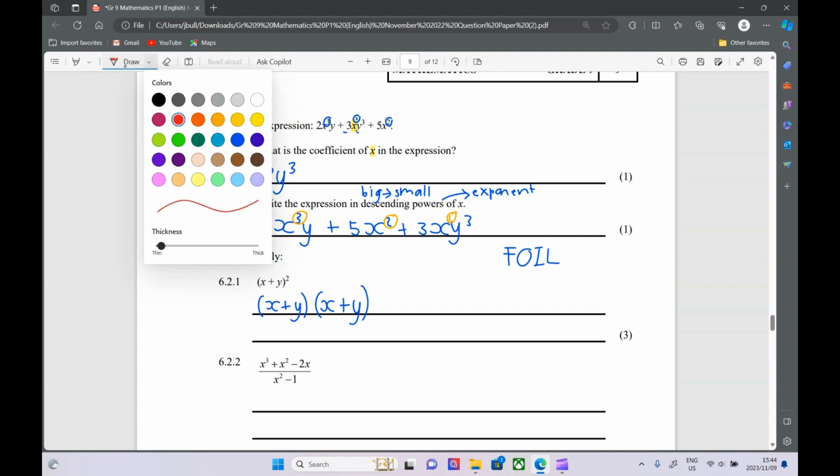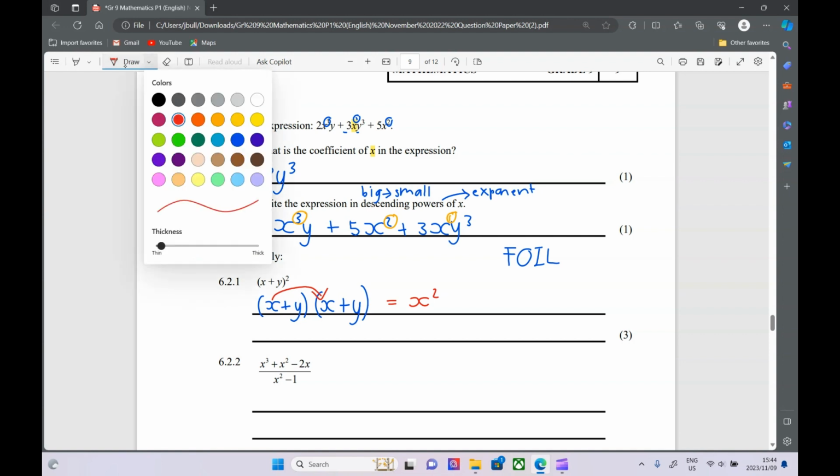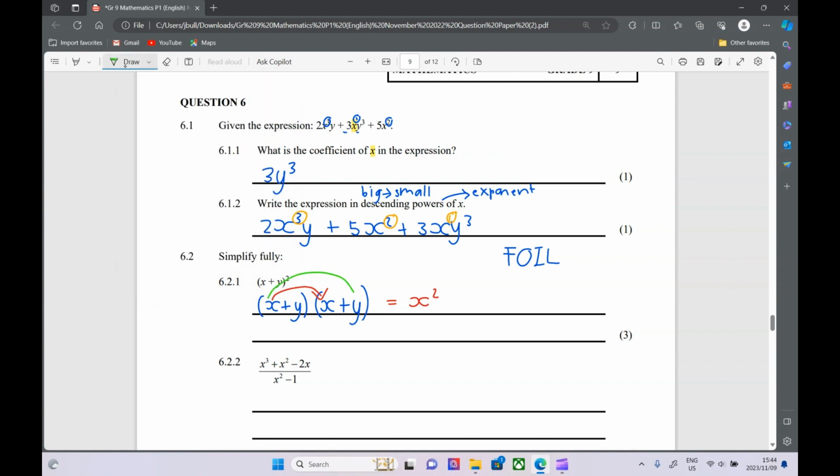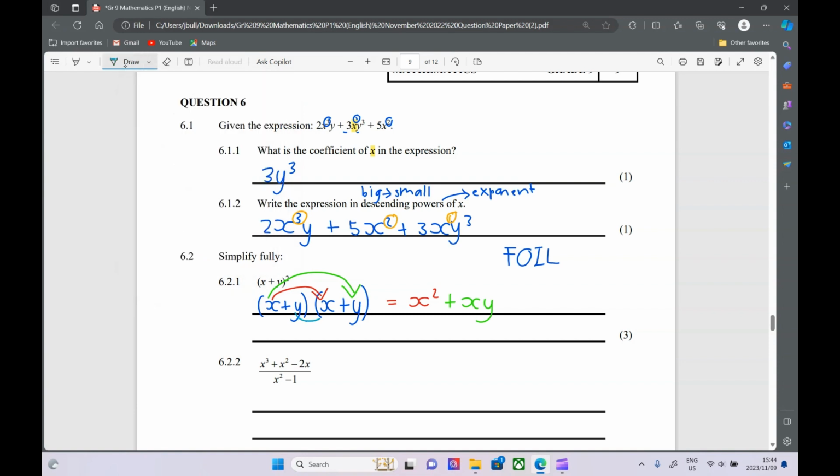FOIL means first we do the first term. So x times x, and we get x squared. Then we do the outer term, this outside term and that outside term. x times y is xy. Then I stands for inner, so we do these inner terms. y times x is xy again. Although it's y times x, we always just write it alphabetically, so the x first.